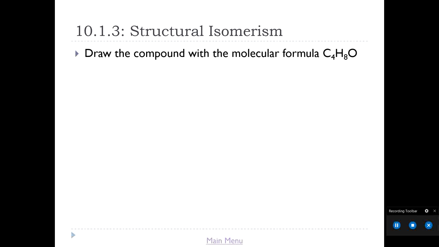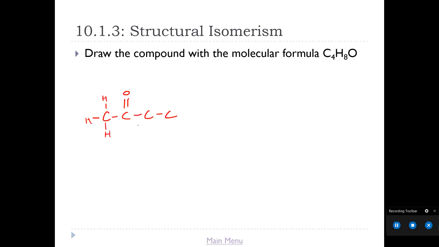Take a minute and try this yourself. I'll do an example here. I'll draw both the full structural and skeletal formula for this. So let's see, we have 4 carbons. Going to throw an oxygen on there. Let's do a double bonded O in the middle here. So remember that would be a ketone. And then add in my hydrogens.